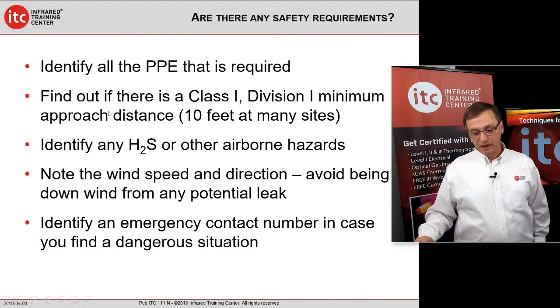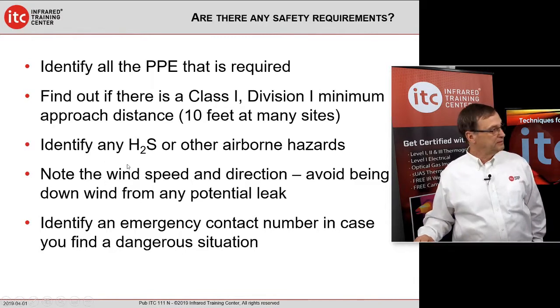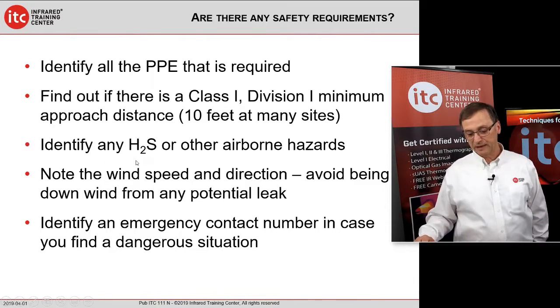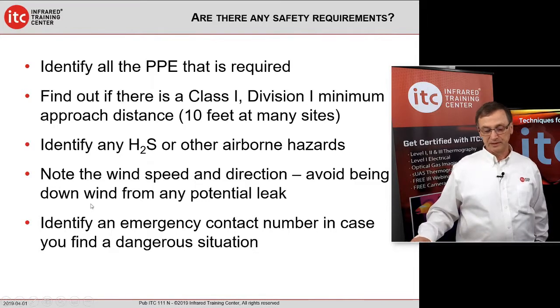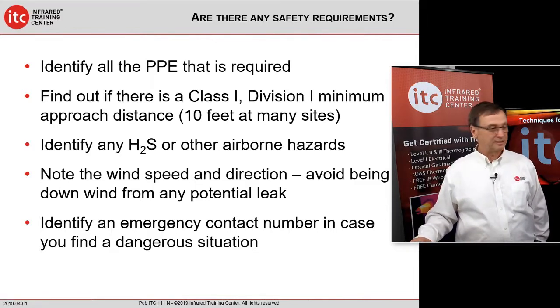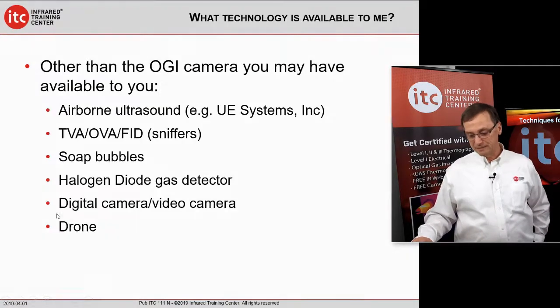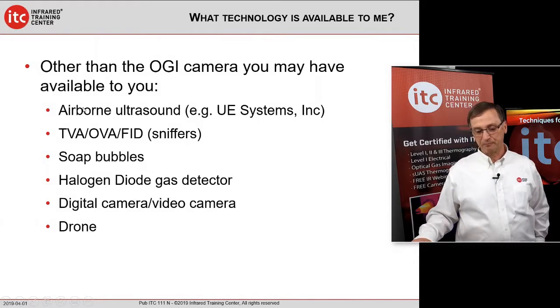Also, safety requirements. There's a lot of PPE that's required. If there is a Class 1 Div 1 minimum approach, that's 10 feet at many sites. Make sure that you don't get any closer than that. Identify any H2S hazards, and note the wind speed and direction, and certainly avoid being downwind from any potential leaks, particularly in sour areas. And always identify an emergency contact number in case you find something really bad and you need to get in touch with somebody right away.